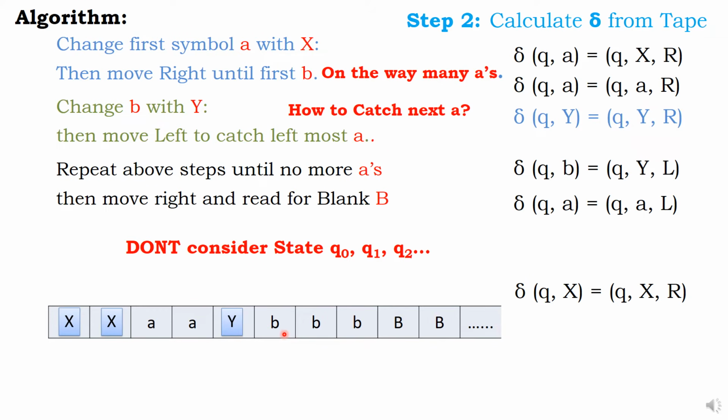Now I came here. What should I do? Replace b by y. Yes, available here. Then go left side. When I go left side, what will you get? First I will get y. Replace y by y. Then I will get a. Replace a by a. Then I will get a. Replace a by a. Catch this x, come back. But replace a by a for left side is available. Where is replace y by y for left side?